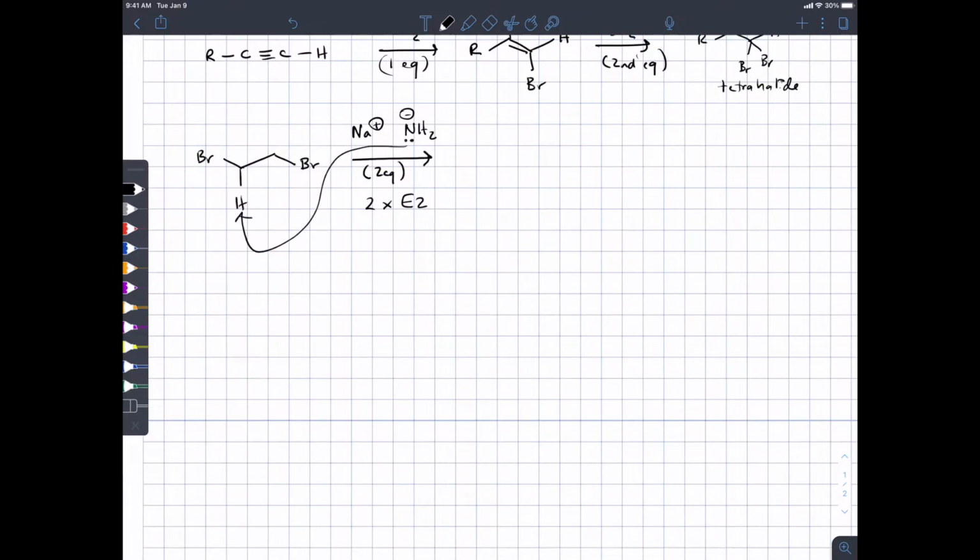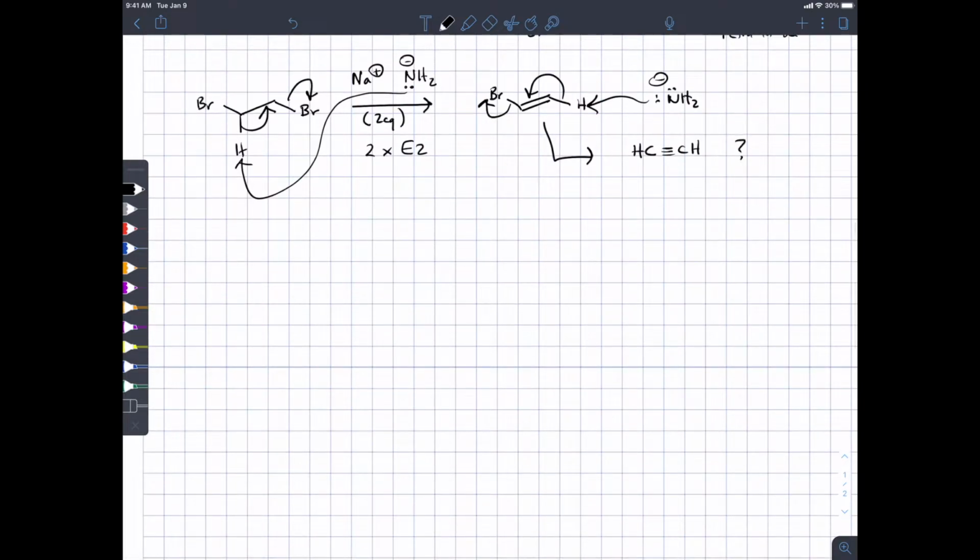First, you eliminate this beta proton, electrons kick down to form a pi bond, and the leaving group leaves. Then the second equivalent of base removes the other beta proton, electrons kick down to form a pi bond, and the leaving group leaves to give you this alkyne. So that's not a new reaction, and I may have shown it to you before, I can't remember, but likely you've forgotten it. But it's one of the useful ways to generate alkynes.